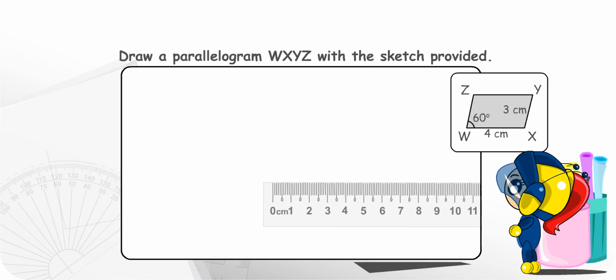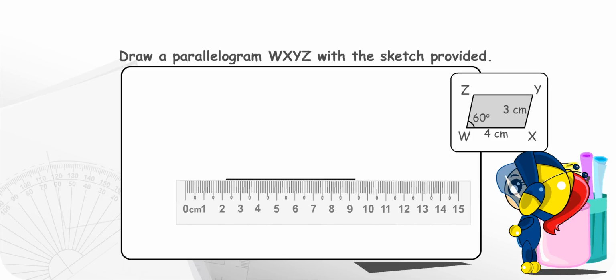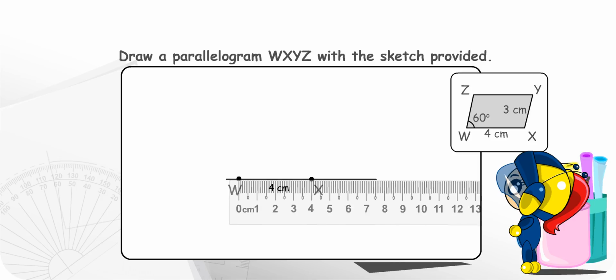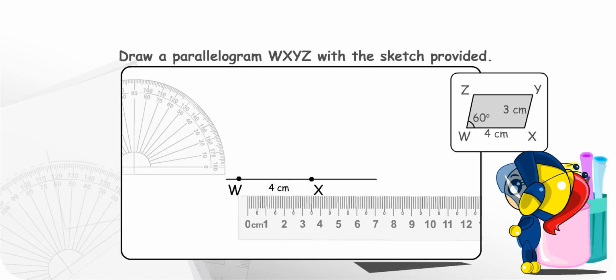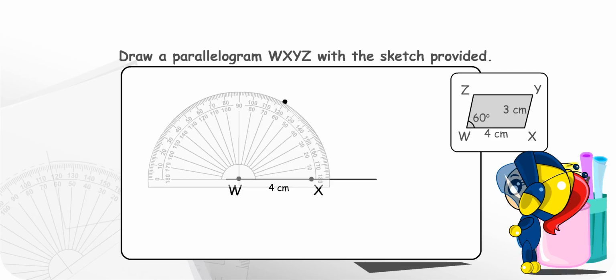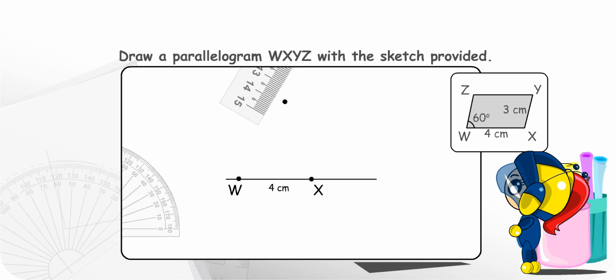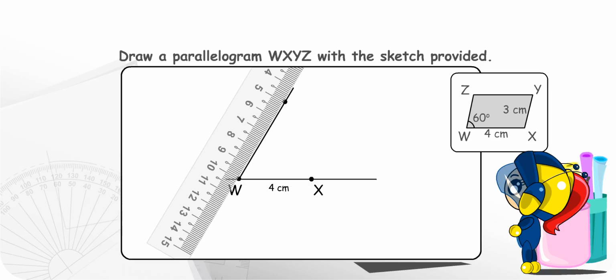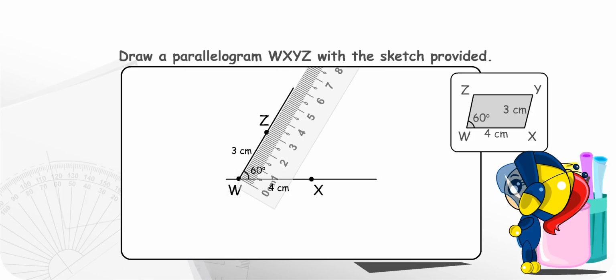Step 1. Draw WX equals 4 centimeters with a ruler. Step 2. Place the protractor at point W and mark off 60 degrees. Join the mark to point W. Step 3. Measure and mark point Z on the line drawn such that WZ is equal to 3 centimeters.